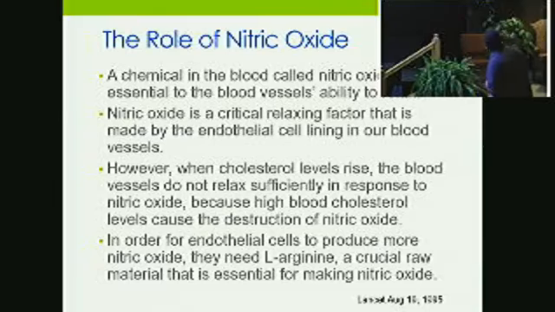The role of nitric oxide. This is a chemical, and part of this, I don't know if you heard it in the video, but it also creates a relaxing factor in our blood vessels so that they're not so constricted, so that when the blood goes through, they don't tear against the blood wall and cause problems, especially with those plaques.